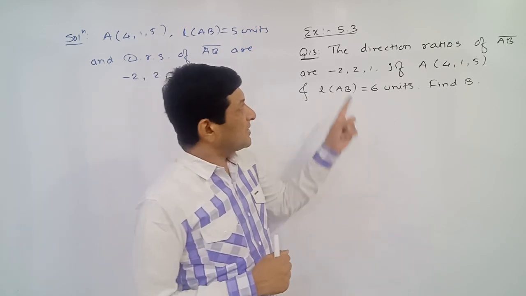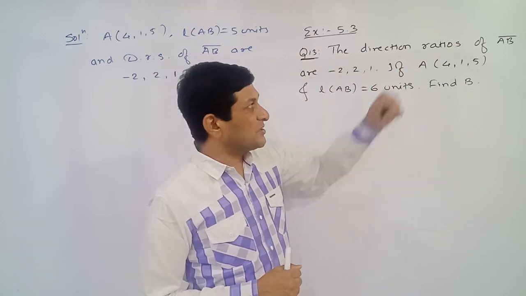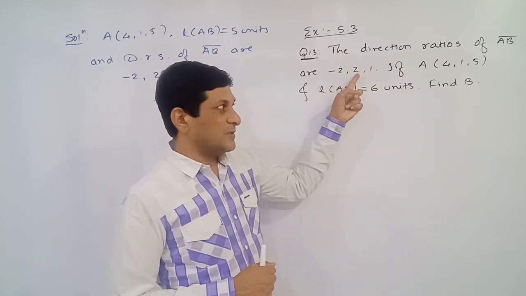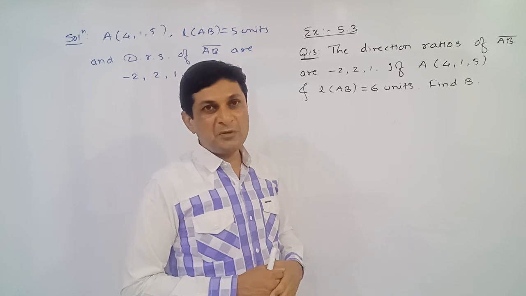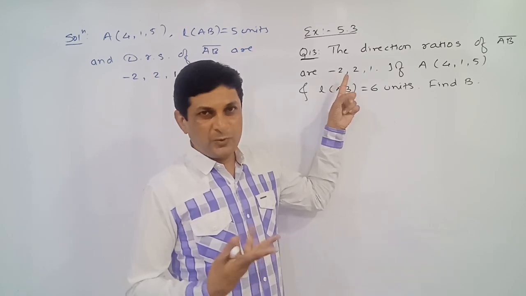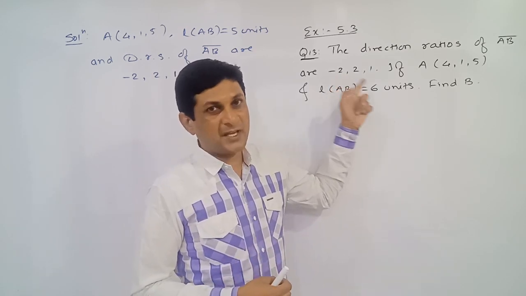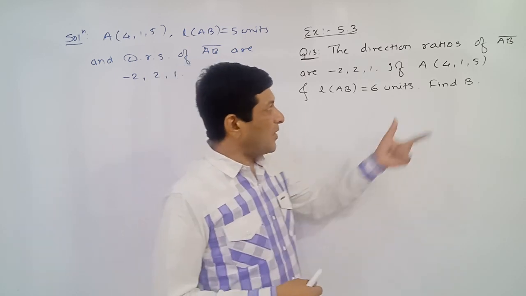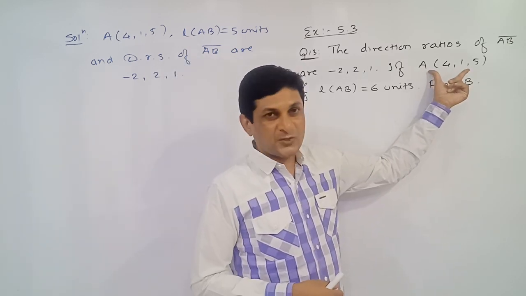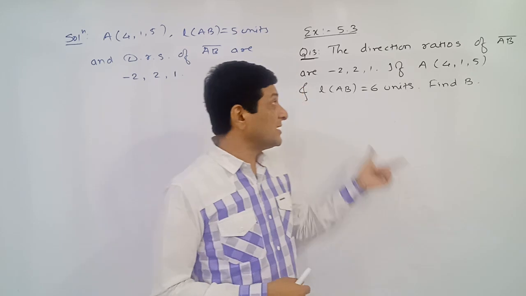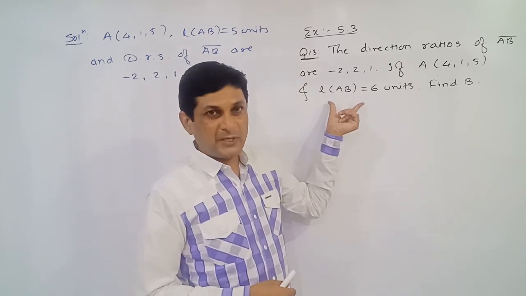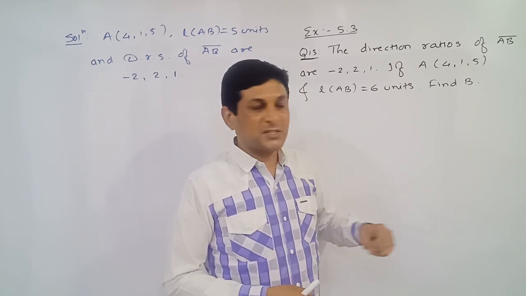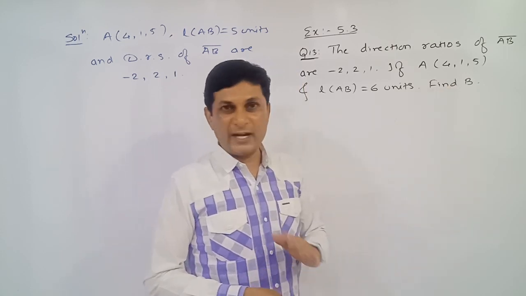So now here, what is the given condition? The direction ratios of AB bar are given to us. Means one vector is there, AB bar, and its direction ratios. Generally we denote direction ratios by what? A, B, C. And the coordinates of A are also given to us. The coordinates of point A are given, and the length of AB is also given. Using all these conditions we have to find the coordinates of point B.